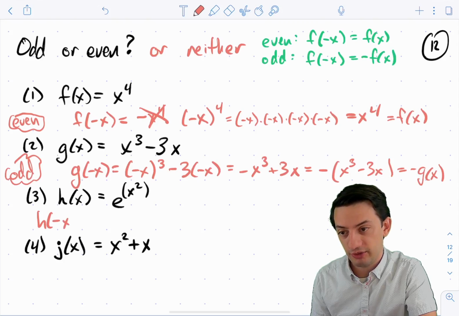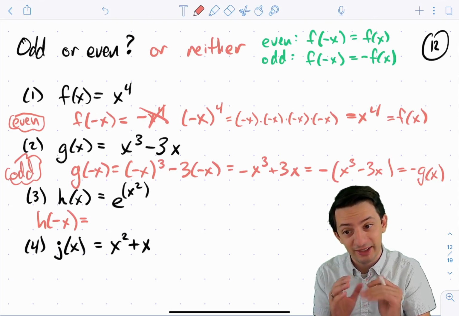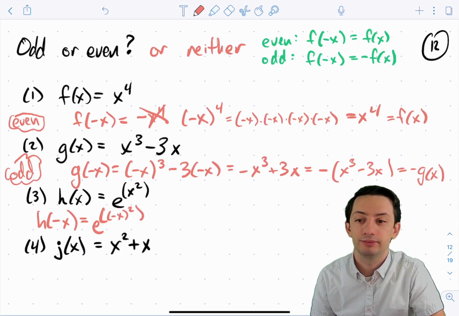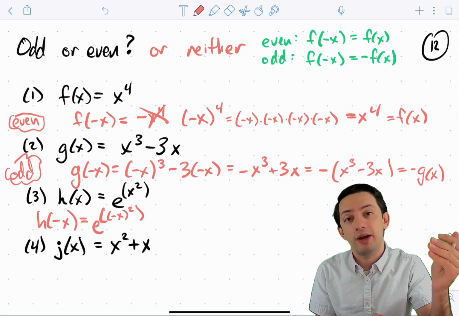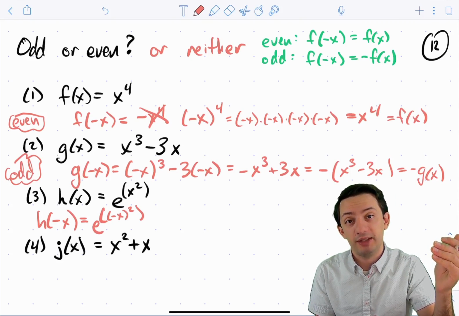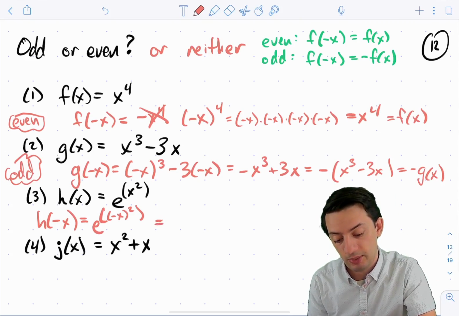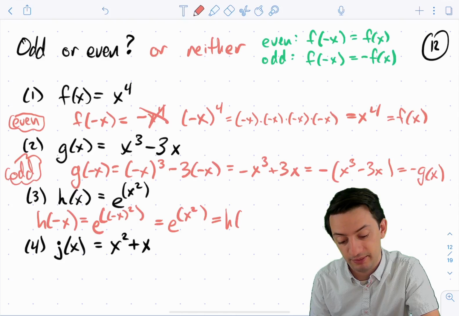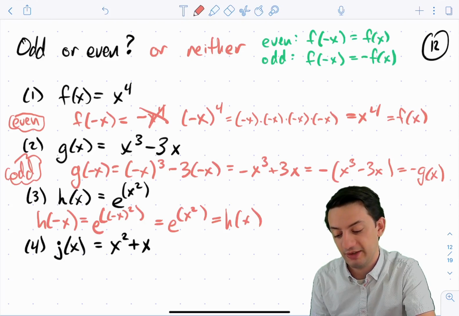Let's plug in h of negative x. Now again, the negative has to get grouped very tightly with the x. So this is e to the negative x squared. Negative x squared, well, that's two negatives multiplied together. That's a positive. So that becomes e to the x squared. But that's exactly what we started with. That's h of x again. So this one's even.